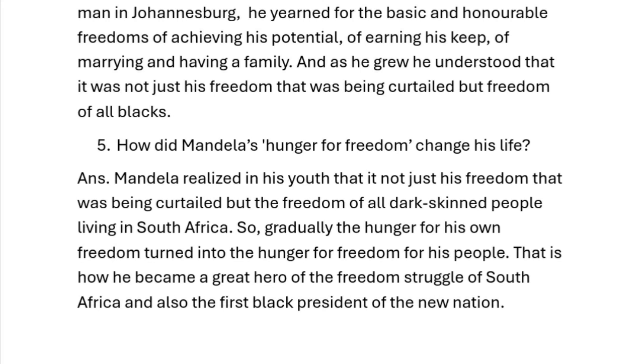Fifth one, how did Mandela's hunger for freedom change his life? Mandela realized in his youth that it was not just his freedom that was being curtailed, but the freedom of all dark-skinned people living in South Africa. So gradually the hunger for his own freedom turned into the hunger for freedom of his people. That is how he became a great hero of the freedom struggle of South Africa and also the first black president of the new nation.